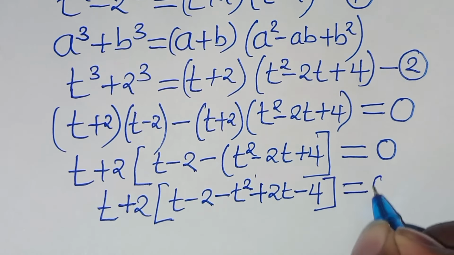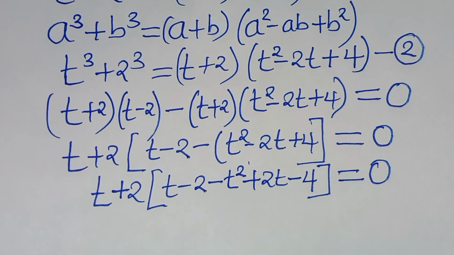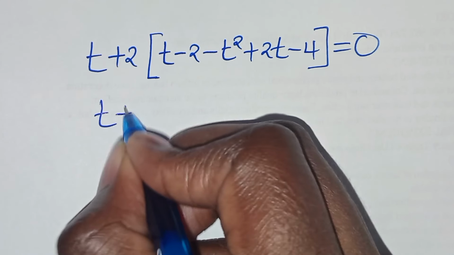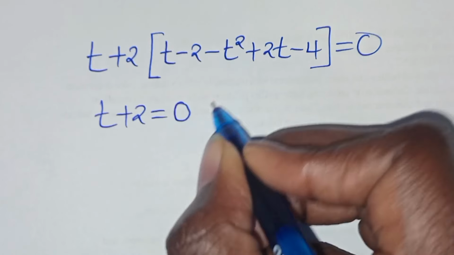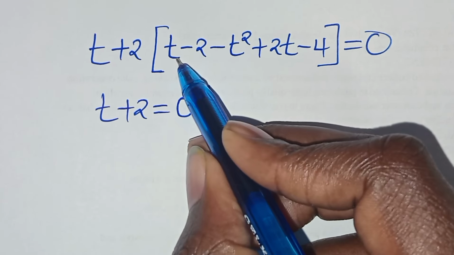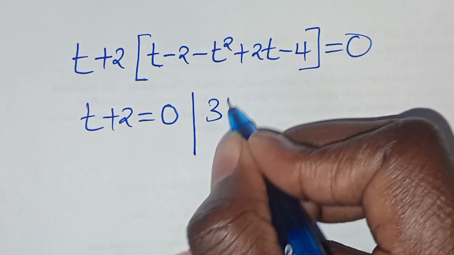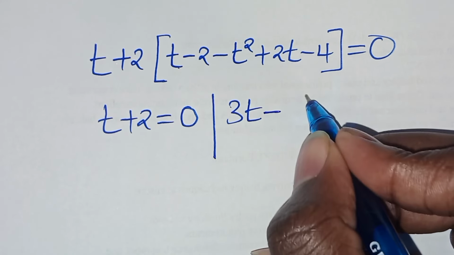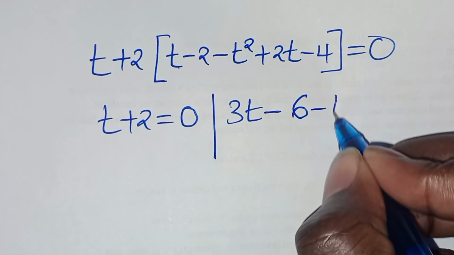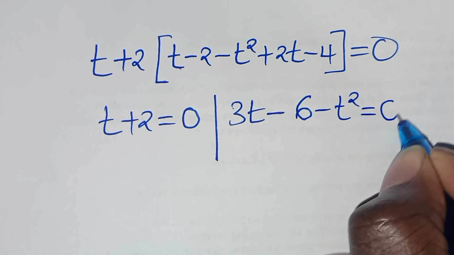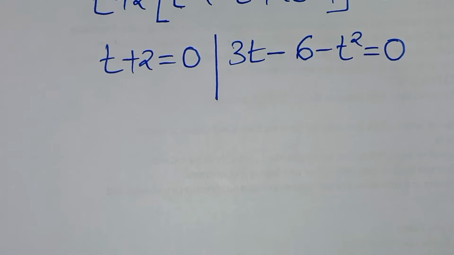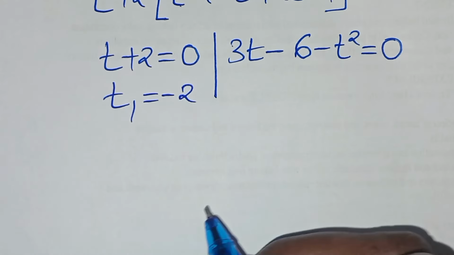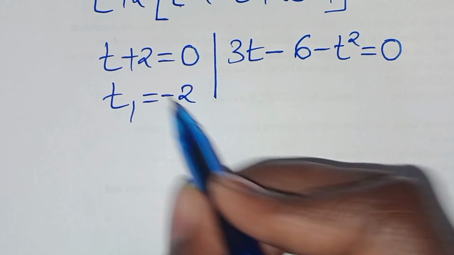Cross the parentheses. This is equal to 0. So we have two parts here. We have t plus 2. This is equal to 0. And from here we have t plus 2t. This is 3t. We have minus 2 minus 4. This is minus 6. Minus t squared. This is equal to 0. Okay. From the first part here, we have that t1 is equal to minus 2. Okay. This is a real solution from here.